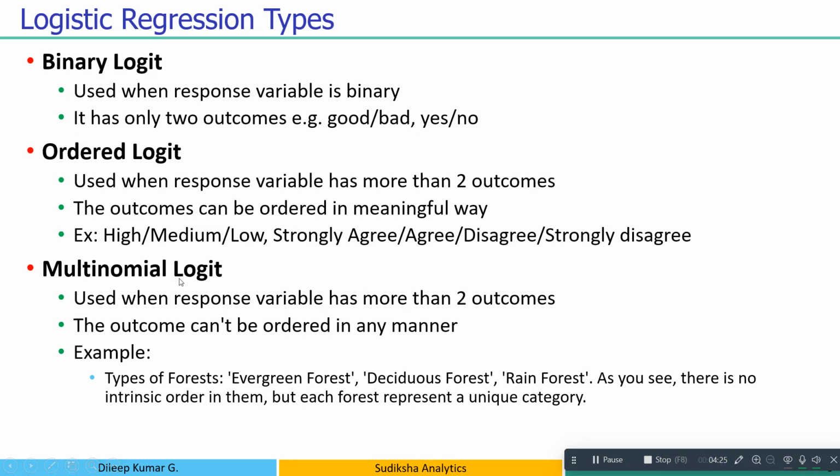Another type is multinomial logistic regression. It is similar to the binary, but the outcomes are more than two. For example, the type of forest, like evergreen forest, deciduous forest, rain forest. So more than two outcomes. Wherever you see the target variable has more than two outcomes, you can apply multinomial logistic regression. So these are the types of regression.